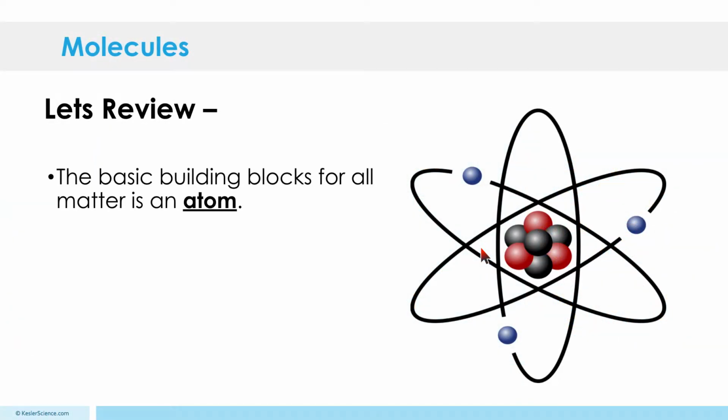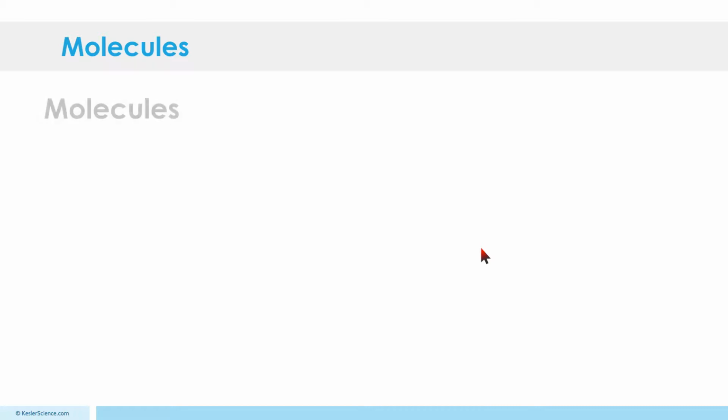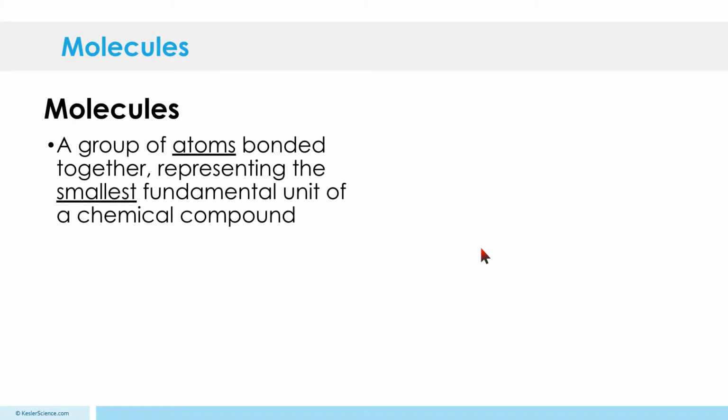So we know that atoms are the basic building blocks of matter, and an element is a substance consisting of a single type of atom. Look on your periodic table, pick one out. There you go. There's an element. And a group of atoms bonded together representing the smallest fundamental unit of a chemical compound is a molecule. That is the book definition.